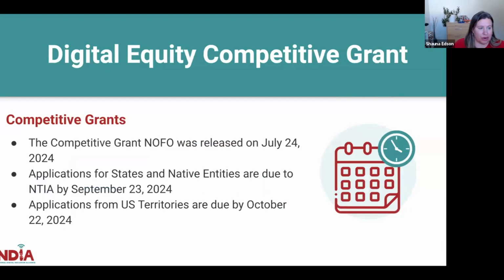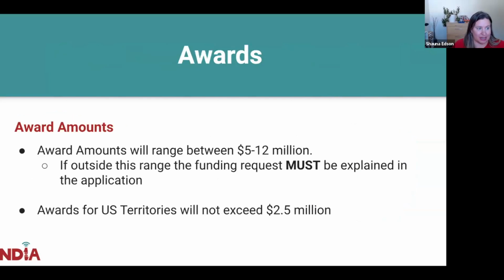So the competitive grant program was released on July 24th. Applications were due on the 23rd, and states and territories have until October 22nd. And the awards for this program are between $5 and $12 million. Anything outside the range must be explained, and territories are limited to $2.5 million.